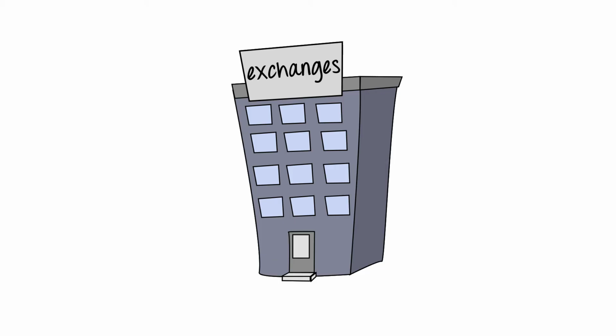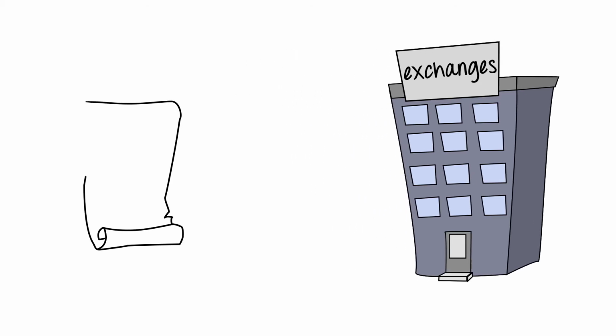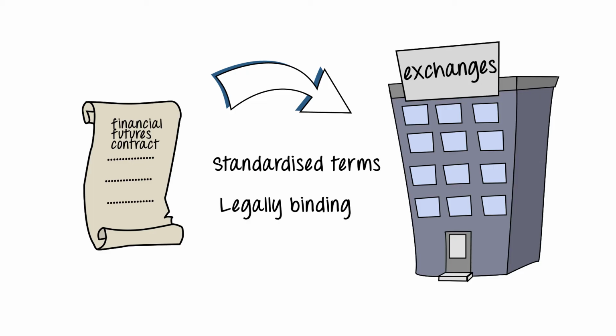As a result, it's the exchange, not the two parties in the trade, that determine the quantity and quality of the underlying asset. The exchange also sets the future date for delivery and the delivery location. It is only the price of the underlying asset which is open to negotiation. Futures contracts therefore have standardized terms and are legally binding.